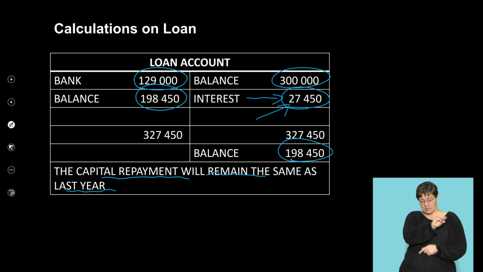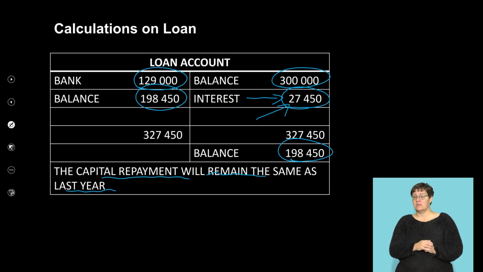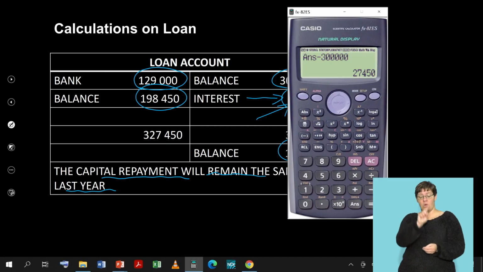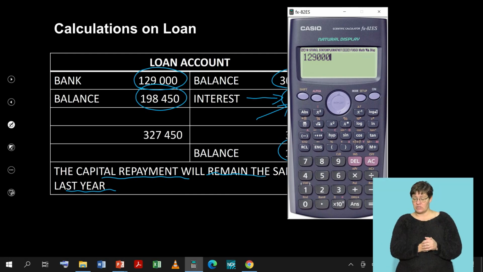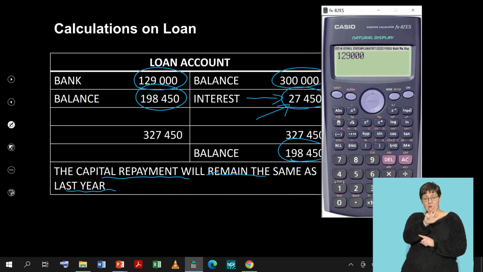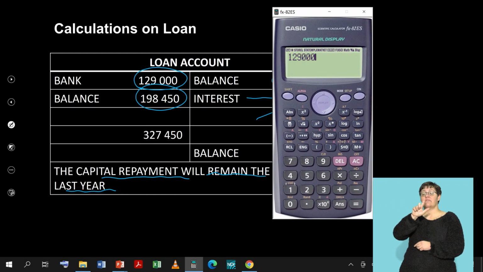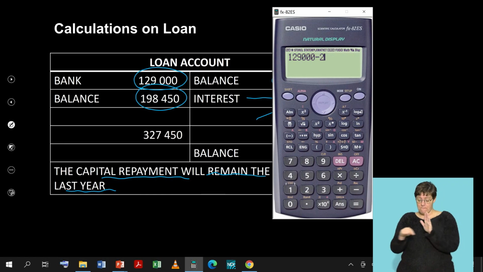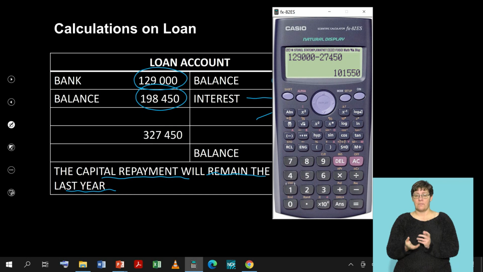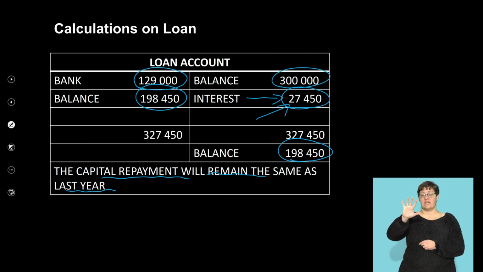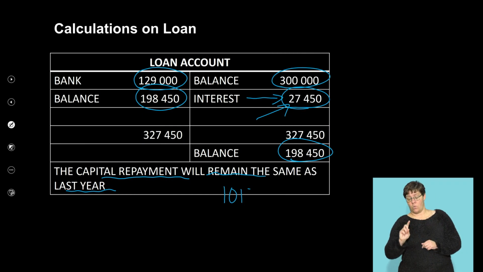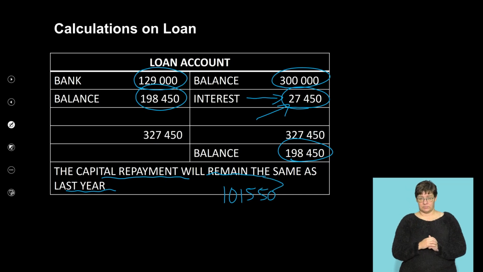198,450. Right, now, if you look at your bank payment, you've paid a total of 129,000. Okay, 129,000 was the total amount that you've paid. But included in there was interest of 27,450. So minus 27,450, and this gives you a figure of 101,550. I'm just going to write it here, 101,550.